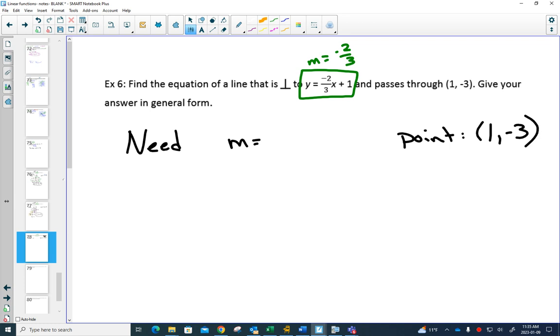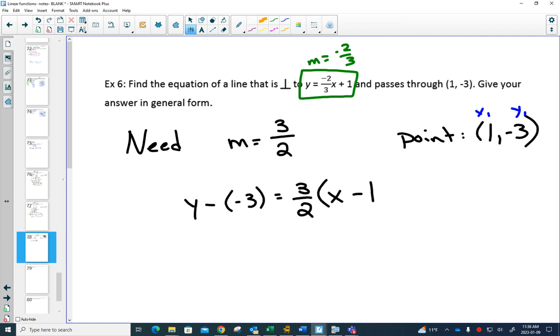Our line is perpendicular to it, so what will our slope be? Positive 3 over 2. This time I'm going to use the y minus y1 equals m times x minus x1 formula. So I know that y1 is negative 3. I know my slope is 3 over 2. I know that x1 is 1. Plug that all in. I can distribute my 3 over 2.